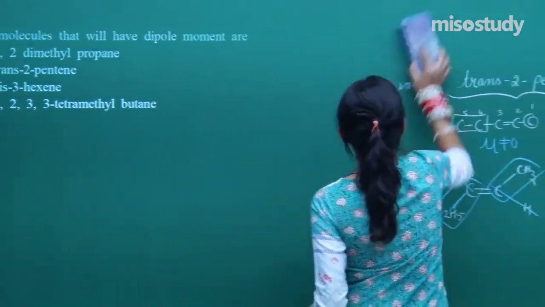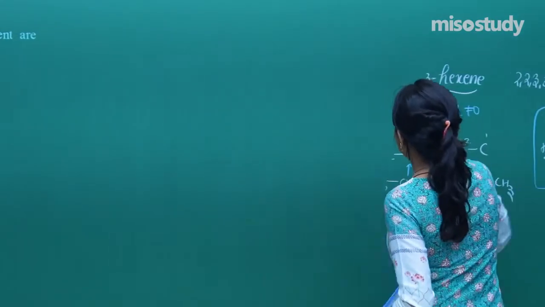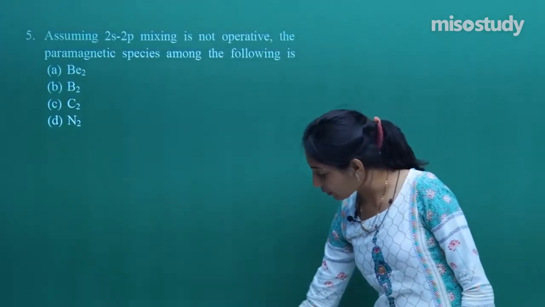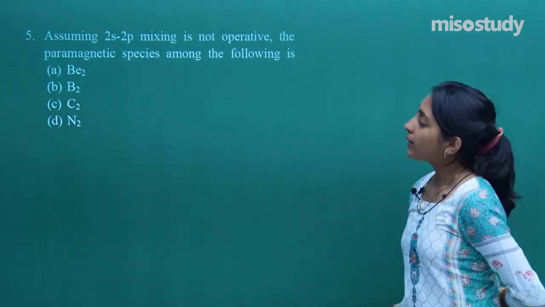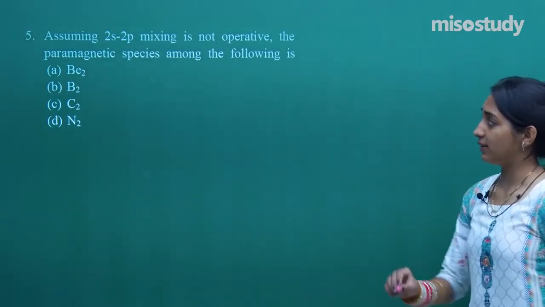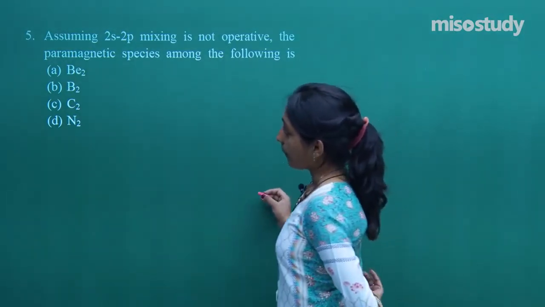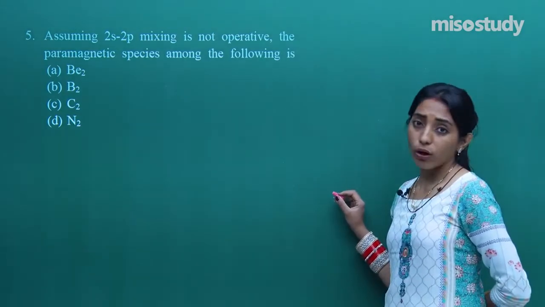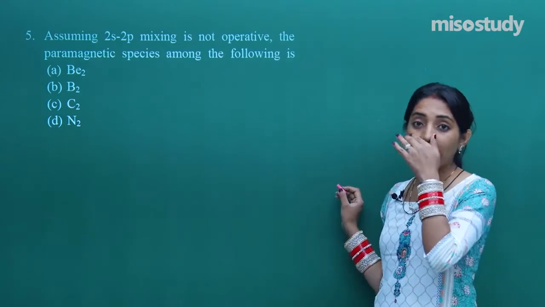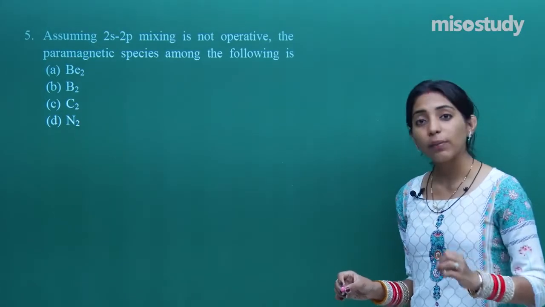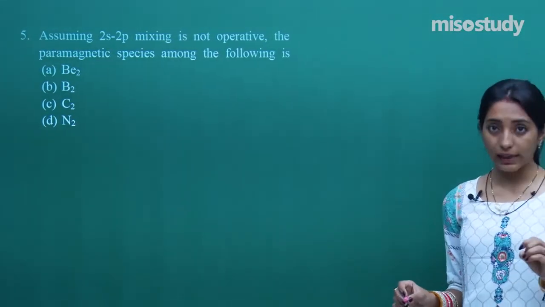now let me come on to the 5th question. So what's the 5th question? Let's see. Now the 5th question that is given to me is assuming the 2s2p mixing is not operative. So there is no 2s2p mixing. The paramagnetic species among the following is. So you simply have to use a single MOT diagram and you have to figure out the paramagnetic species. So paramagnetic species are the one which will have some unpaired electron.